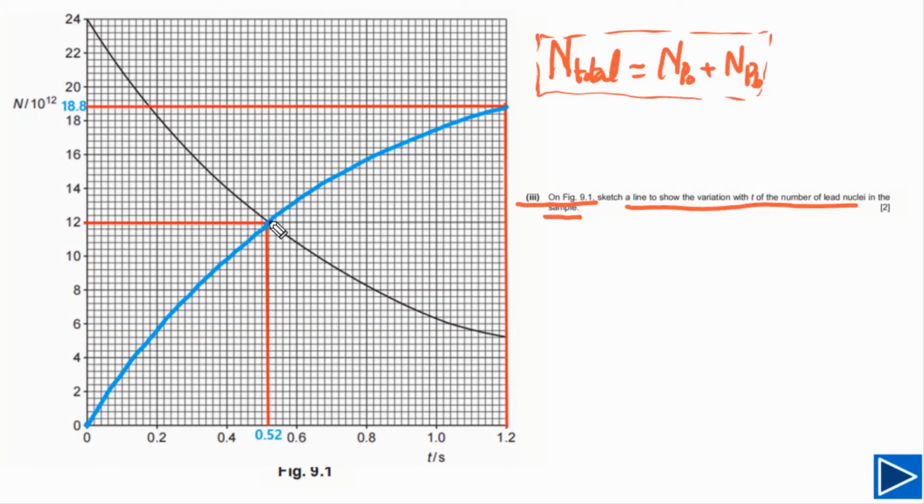If you look at this point, we have 12 nuclei of lead and 12 nuclei of polonium. And if you look at t equal to 0, we have 0 nuclei of Pb and 24 nuclei of polonium. And this is true; you can also check at any point. This has to be true. So this is how you need to sketch the curve. This is the blue curve you have to sketch, for the number of nuclei of lead. You have to be careful with this point.